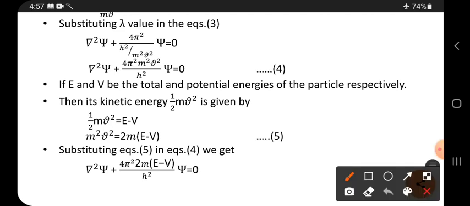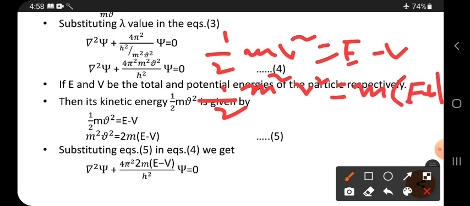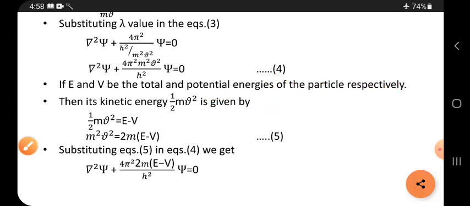Next, to this equation, multiplying with m on both sides. Let me write it and explain. Half mv square is equal to E minus V. So multiplying on both sides with m, then what happens? 1 by 2, m into m square, v square is equal to, on this side m into E minus V. Next, bring this to that side.